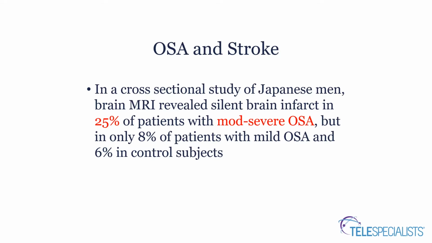In a cross-sectional study of Japanese men, brain MRI revealed silent brain infarct in 25% of patients with moderate to severe obstructive sleep apnea. So a fourth of patients with sleep apnea might have had a silent stroke, which I guess would be without clinical manifestation. They saw it in only 8% of patients with mild sleep apnea and 6% in controls, meaning without any symptoms or diagnosis of sleep apnea. So a significant difference, 25% versus 8%, meaning there's a difference in severity inside of sleep apnea, mild versus moderate to severe.